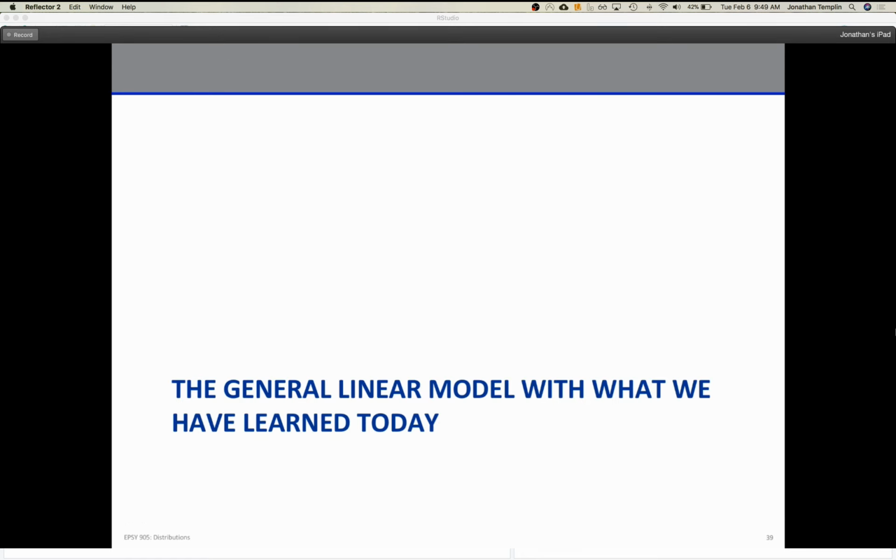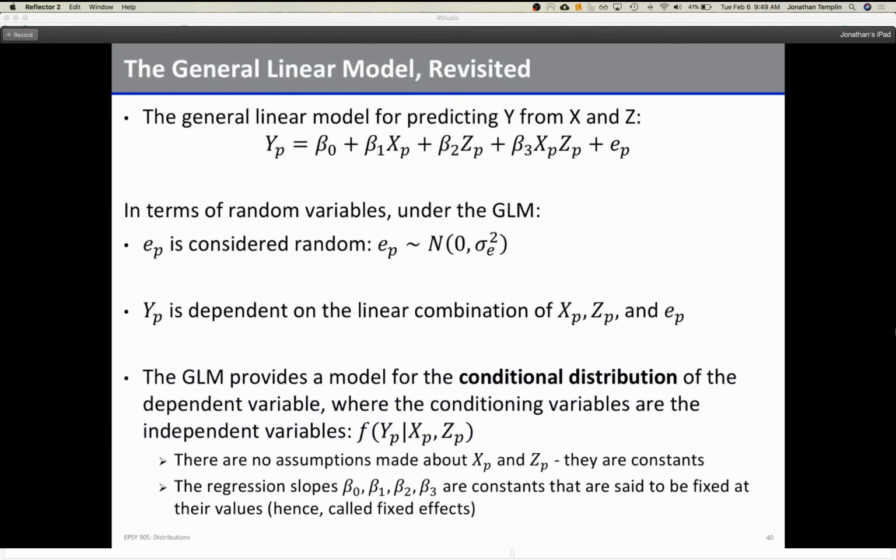Okay, so that's the first why I told you that story. The next part is what do we do with the general linear model with what we've learned? Here's our linear model. We have an outcome y. It's continuous. We have a set of predictors. This is what we call the model for the means. We have a residual term, and the residual term follows a normal distribution with a variance of sigma squared e.